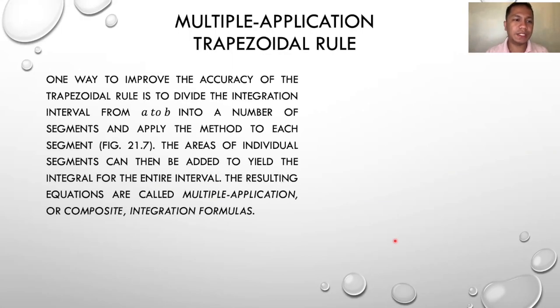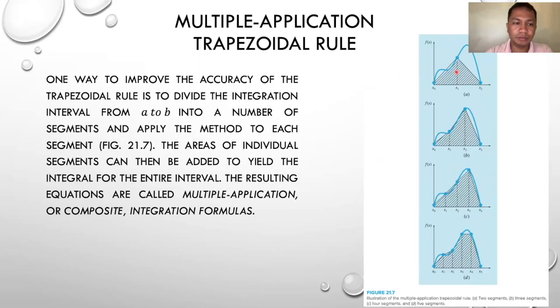One way to improve the accuracy of the trapezoidal rule is to divide the integration interval from a to b into a number of segments and apply the method to each segment. The areas of individual segments can be added to yield the integral for the entire interval, which results in the equation called the multiple application or composite integration formula. So from 2 segments, this becomes 3 segments, 4 segments, 1, 2, 3, 4, 5 segments.